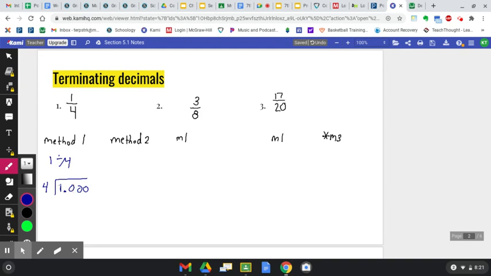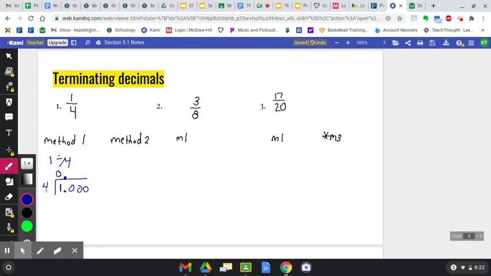Right, so I'm just going to write some zeros here. I'm going to put that up top. I know that 4 doesn't go into 1, so I could write a 0 here. Okay, and that should make sense. It's less than 1, right? 1/4 is less than 1.